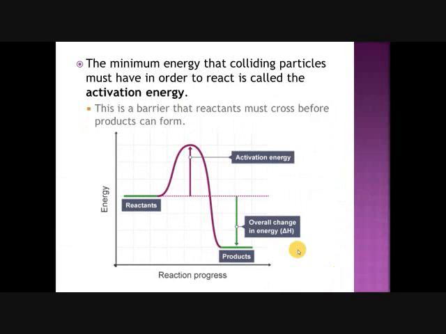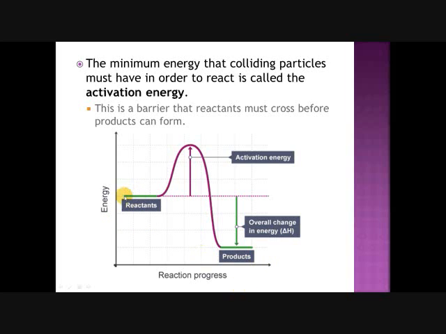The minimum energy that the particles need in order to react is called activation energy. This is a barrier that the reactants have to cross before the products can be formed. So this graph, we're going to see a couple of these, and this is an energy graph showing how much activation energy a reaction needs in order to change from reactants to products. The reactants are always found on the left side and products are always found on the right.